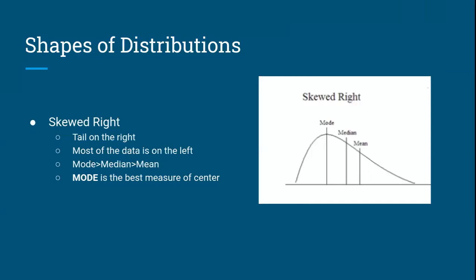The next shape of a distribution is called skewed right. If the distribution is skewed right, you will see that the tail is on the right side, meaning most of the data is on the left. And you will see from the diagram that the mode is greater than the median and the median is greater than the mean. So if you have a skewed right distribution, the mode would be your best measure of center.